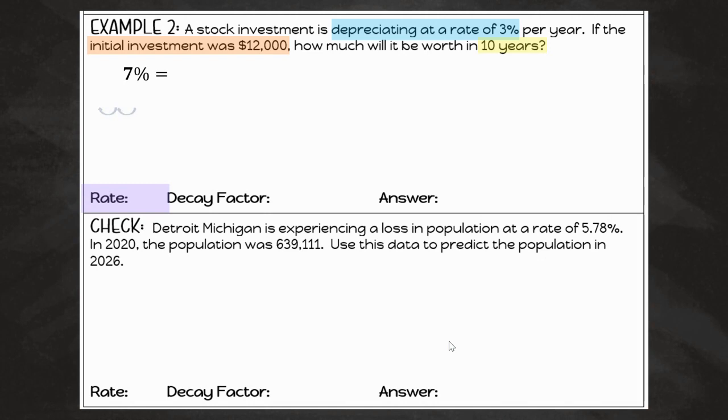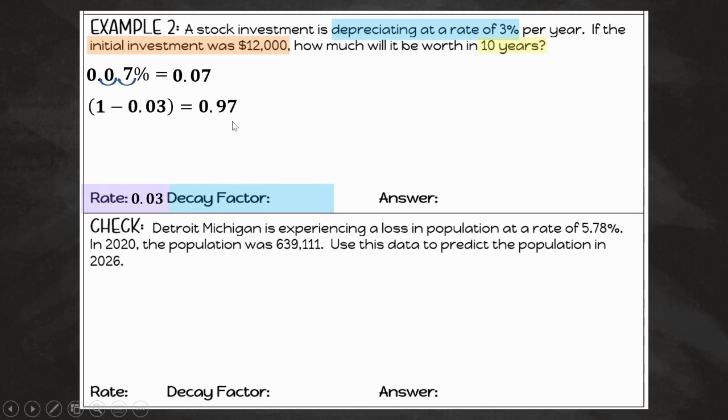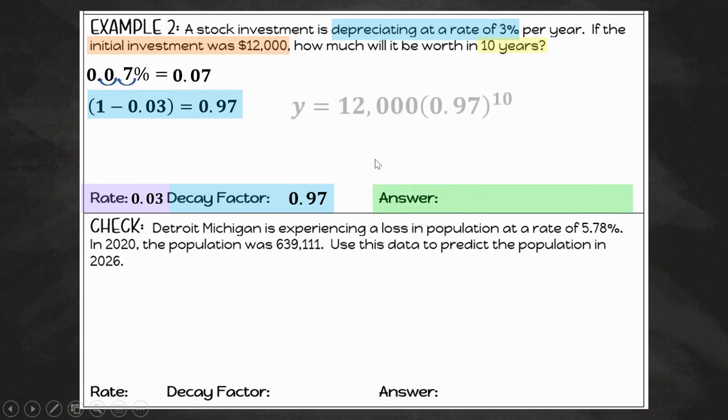Oh, so that says 7%. I forgot to change my percentage. Please ignore that. It's correct down here. Look at this rate. The rate is 0.03. I just forgot to change that because I copied and pasted it from the other slide. So 1 minus 0.03 is equal to 0.97. So that's going to be my decay factor. Okay, this here is my decay factor. Now let's find my answer.